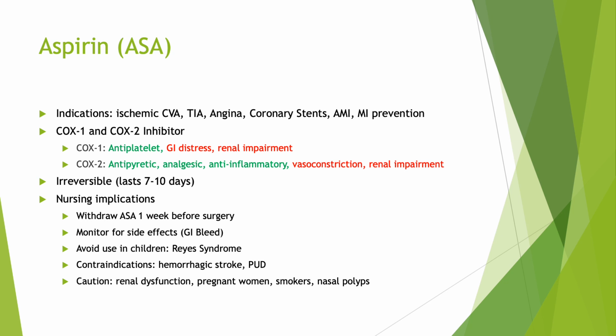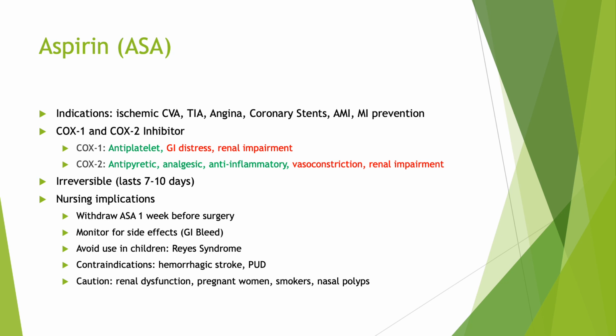So patients with active peptic ulcer disease should not receive aspirin. This is a contraindication. And additionally, you may remember that patients with nasal polyps and allergic rhinitis are often at risk for aspirin sensitivity or even salicylate toxicity. Additionally, research has shown that smoking can actually inhibit the antiplatelet activity of aspirin.